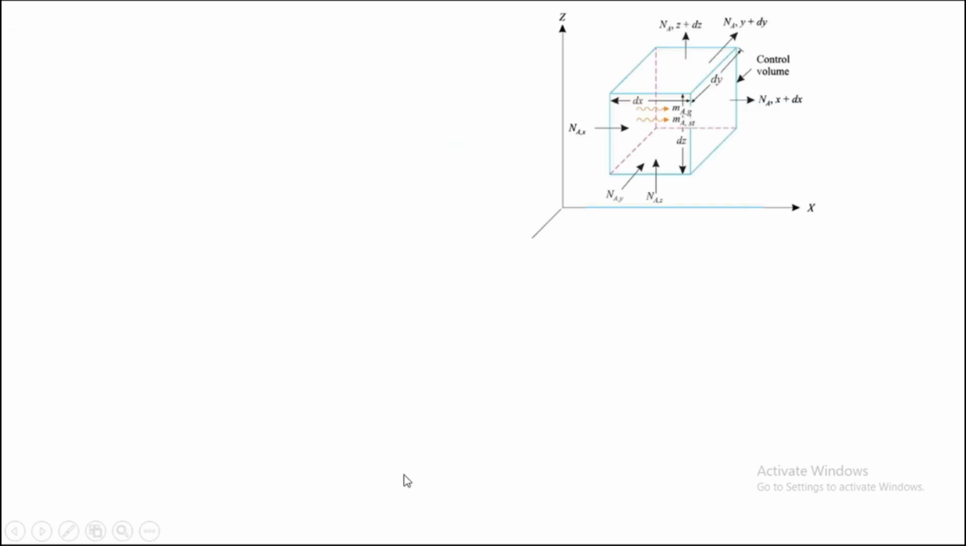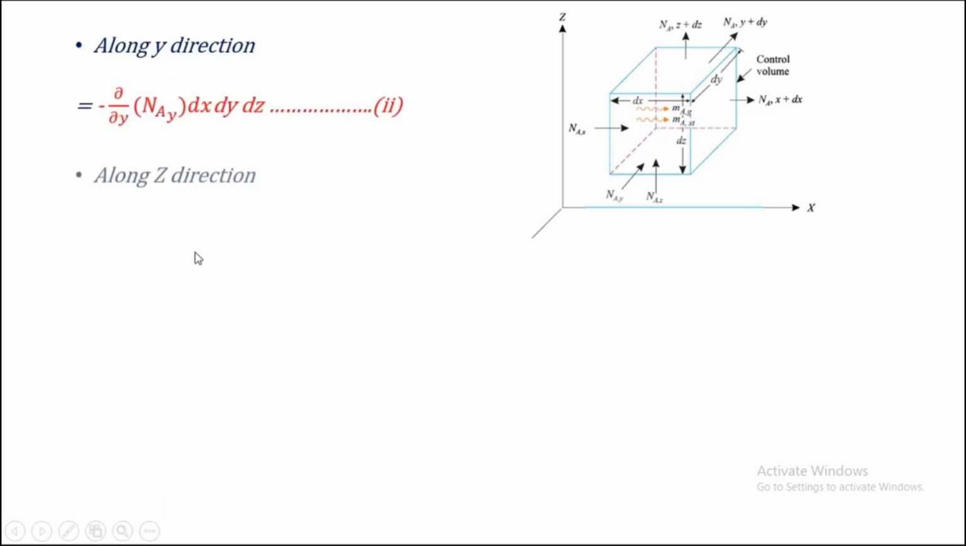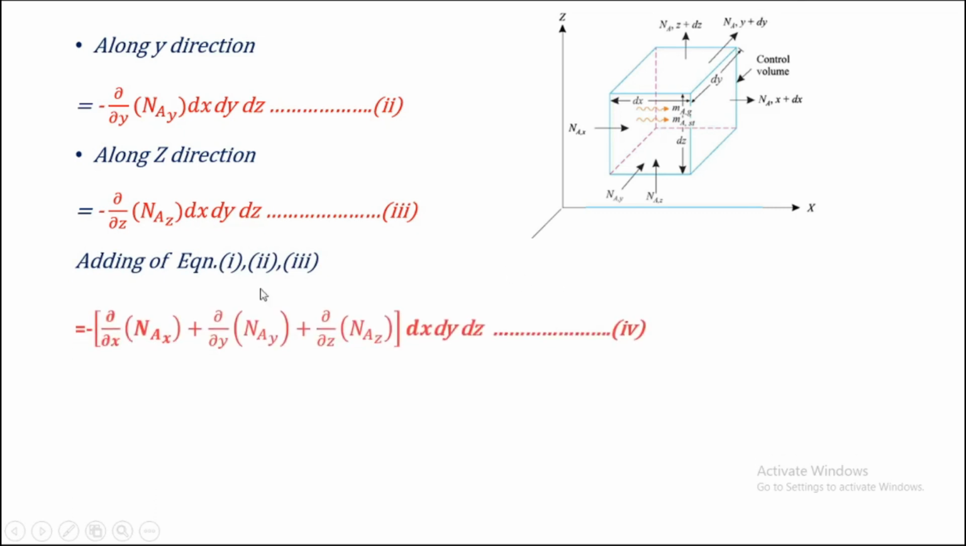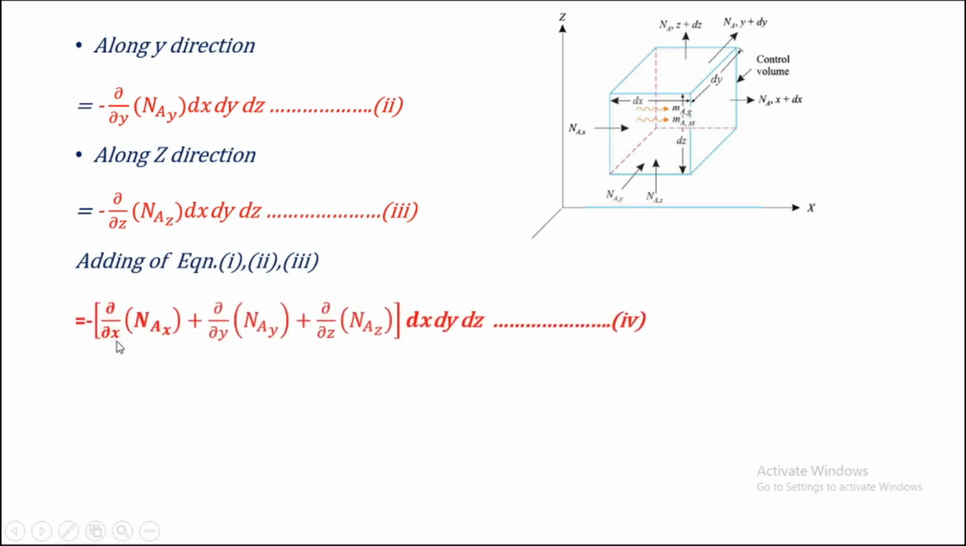In the same way, we find the mass balance in the y direction and z direction. So now we have to find the net accumulation of mass in this entire control volume, which is given by adding all these three equations, that is given by minus ∂/∂x of Nax plus ∂/∂y of Nay plus ∂/∂z of Naz into dx dy dz.